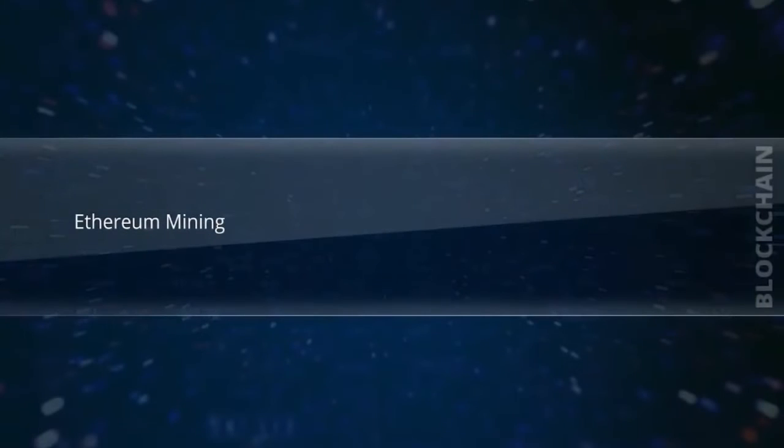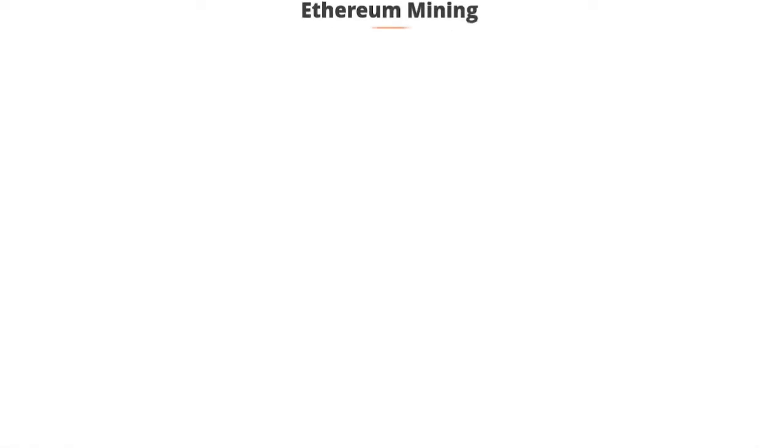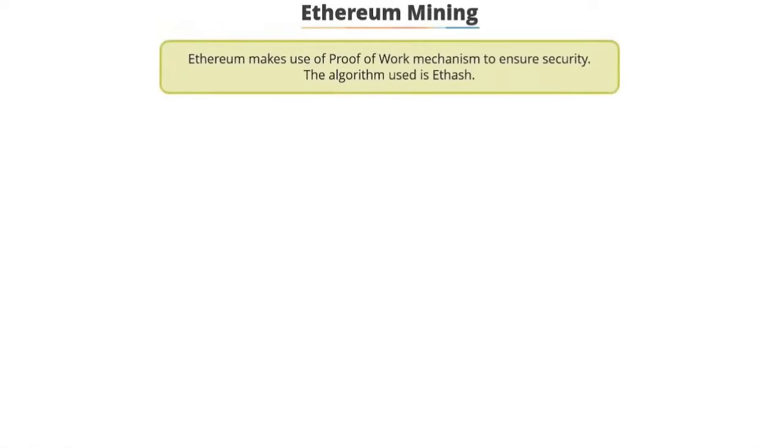Ethereum mining. Ethereum makes use of proof-of-work mechanism to ensure security. The algorithm used in Ethereum is called Ethash. Each time an Ethereum transaction is made, a miner is responsible for ensuring the authenticity of information and updating the blockchain with the transaction. Let's consider an example where Bob wants to send 1 ETH to Alice. Now we will take a look at the step-by-step process that is followed in order to confirm this transaction through mining.